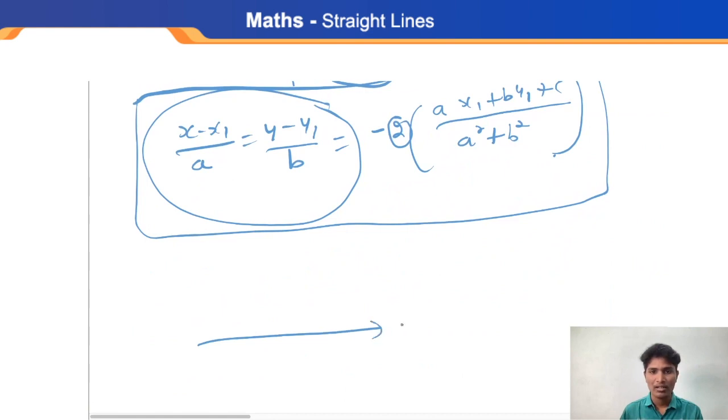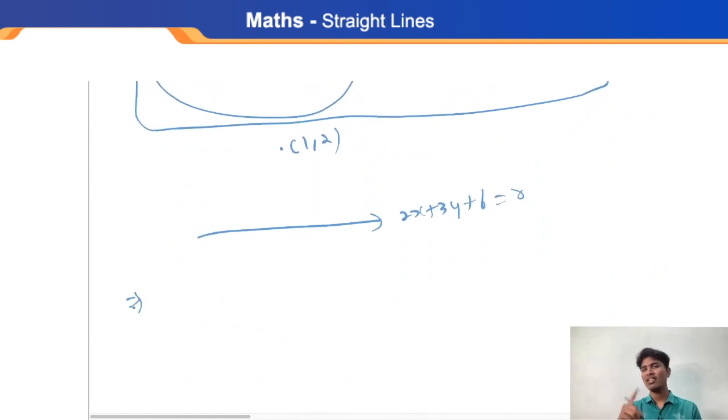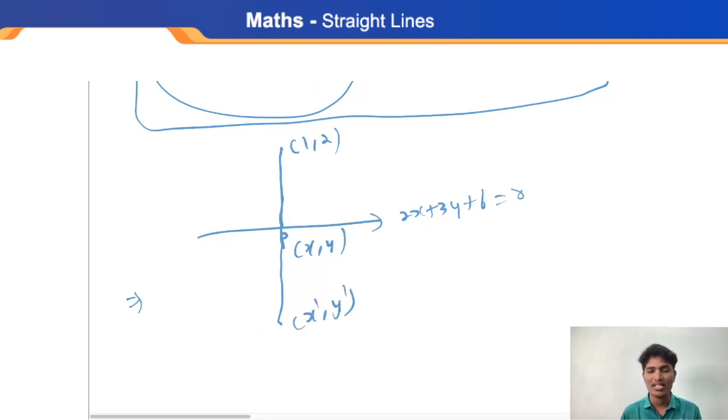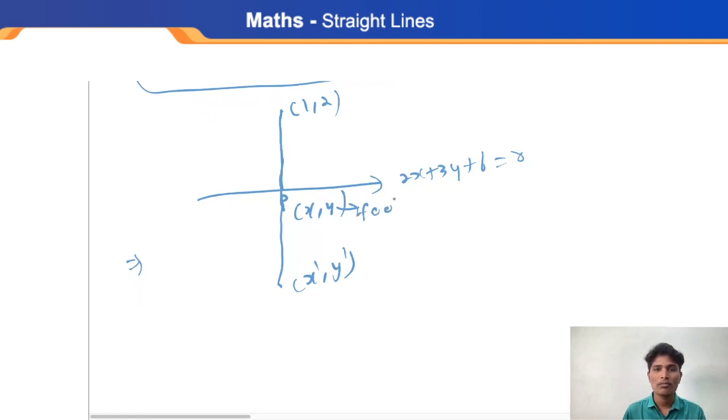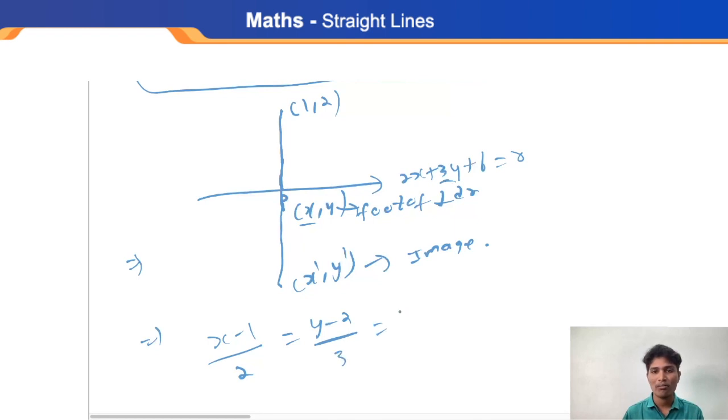Suppose I take the straight line 2x plus 3y plus 6 is equal to 0, and the point 1 comma 2. I have to calculate the foot of the perpendicular and the image. With this simple example, it will be very clear for you. Suppose for this point P I mention x comma y, and for the other point I mention x dash comma y dash. This x comma y is the foot of the perpendicular, and this x dash comma y dash is the image. Now I am using the formula: x minus 1 divided by 2 is equal to y minus 2 divided by the coefficient of y, that is 3, is equal to minus.